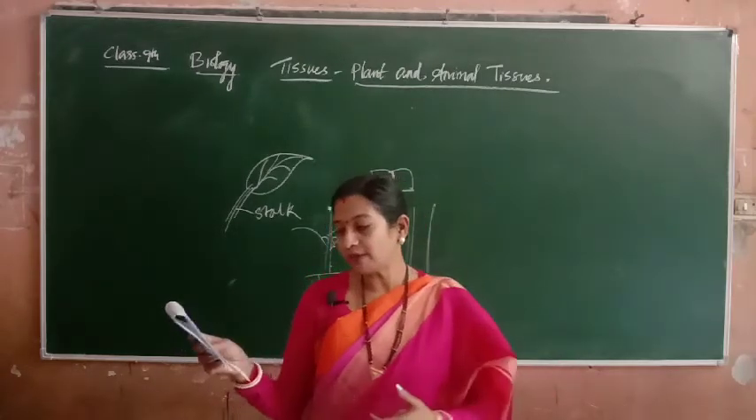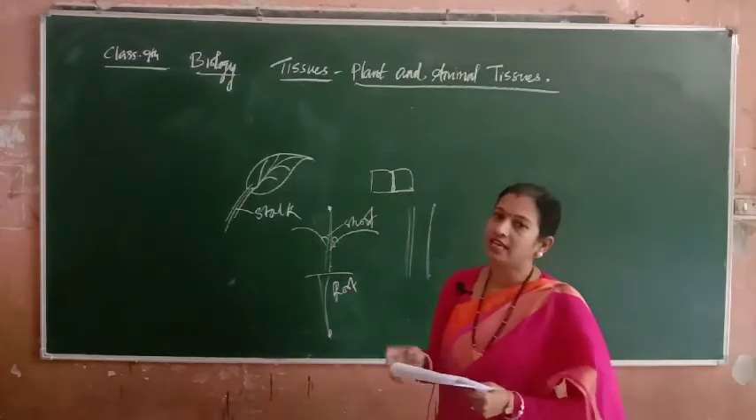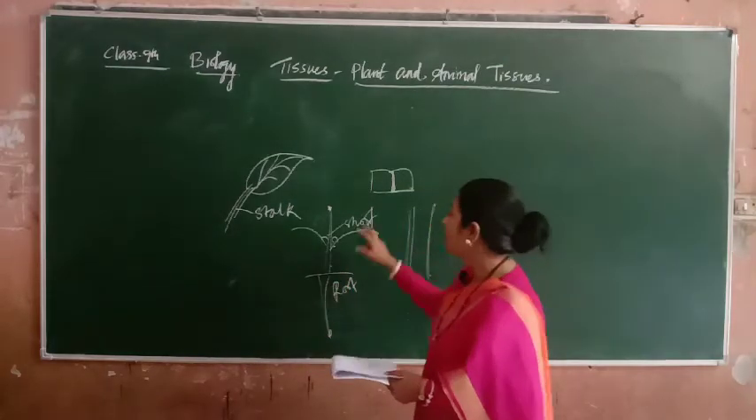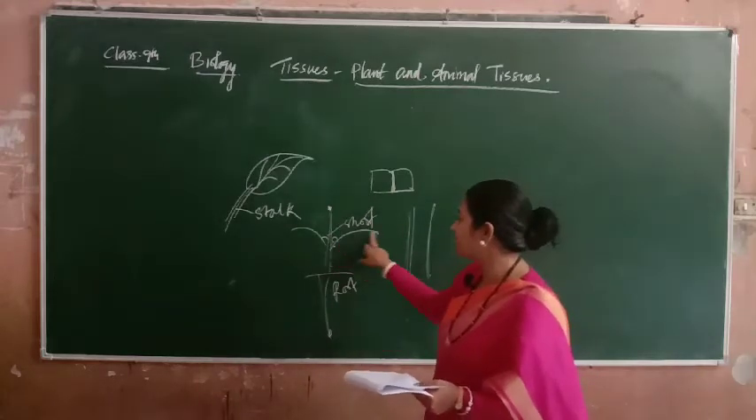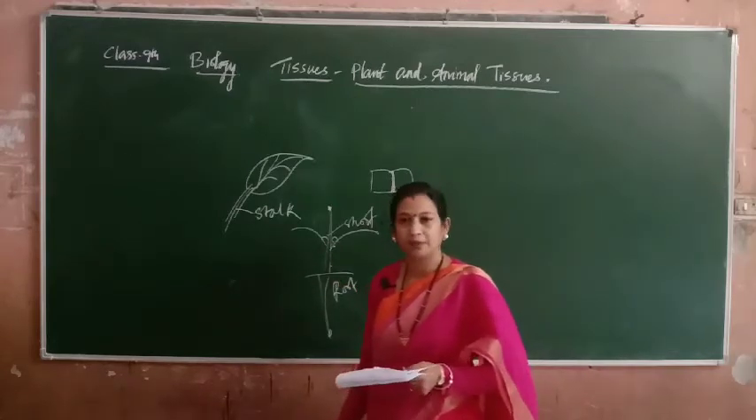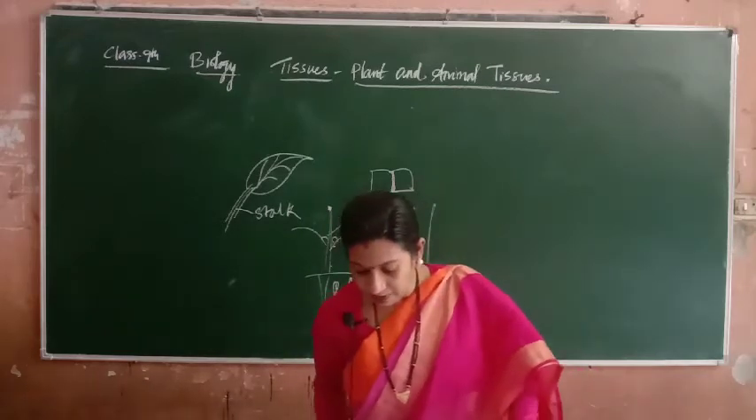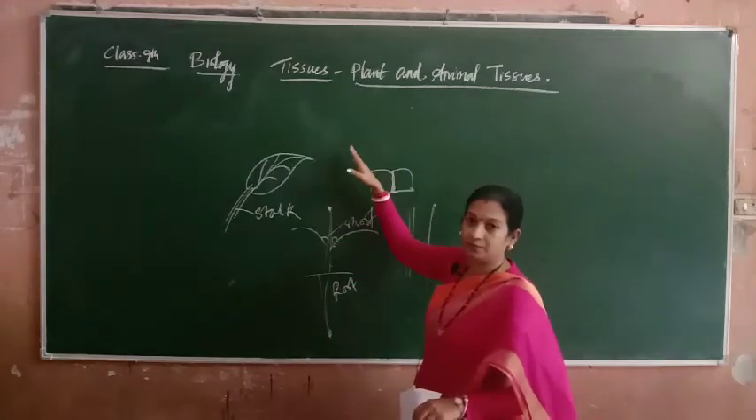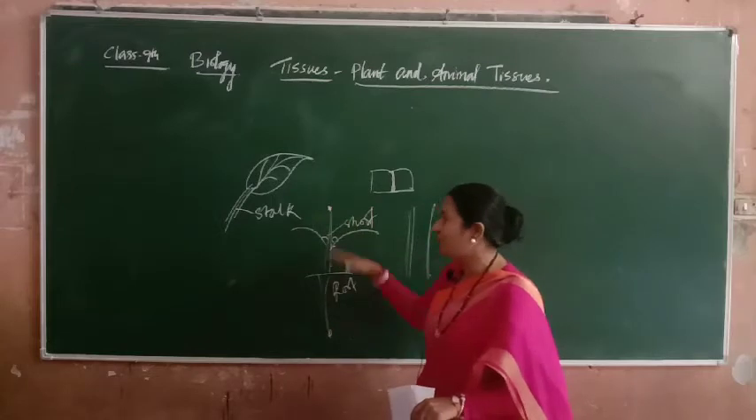Now, there are two types of meristematic tissues based on their location. One is apical or terminal, the other one is lateral. Apical or terminal means the meristematic tissues which are present at the tips of shoot and root and in the axil of the leaf. They are called apical or terminal meristems. These meristems help in division, and that is why the plant grows in length. So apical meristems are present at the tips of root and shoot.